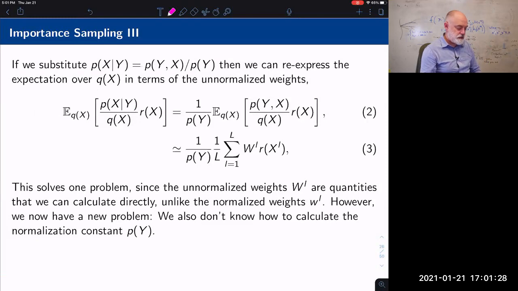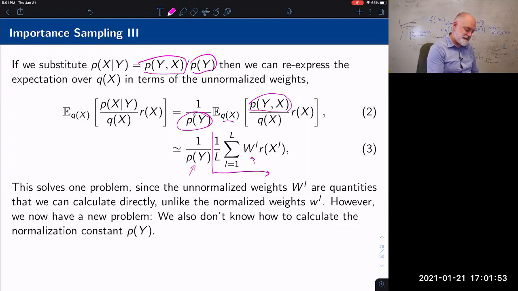If we do the substitution of the posterior distribution with its form, the joint divided by the marginal, then the joint sits here, and the marginal comes out because it's an integral over X. That's totally fine. And we can now frame this part as unnormalized weights, W. And this nasty thing sitting out here.